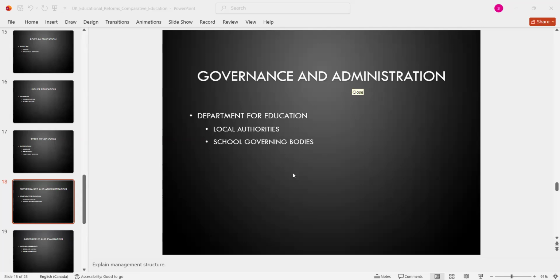So likewise here, Department for Education. Zonal education, we also have these types of branches: zonal education, Department of Education, Ministry of Education. So school governing bodies, of course, in Sri Lanka, Ministry of Education. Here they have school governing bodies and local authorities.